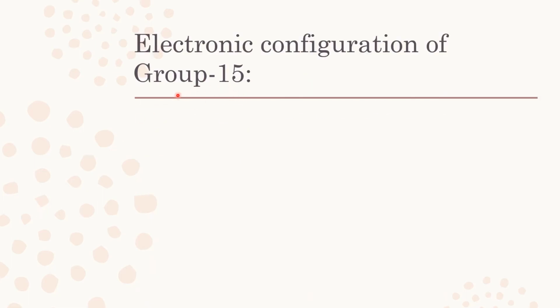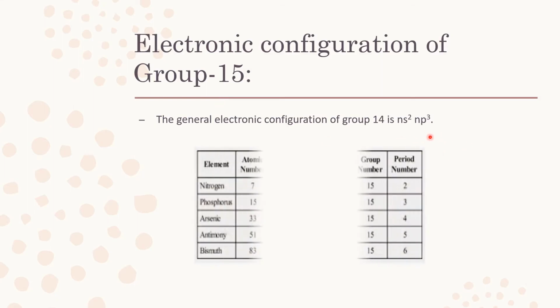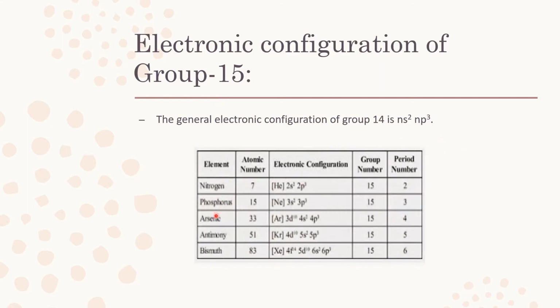Now let's see the electronic configuration of group 15. The general electronic configuration is ns2np3, as we know, and the elements are nitrogen, phosphorus, arsenic, antimony, and bismuth. These are the elements of group 15, and these are the atomic numbers.